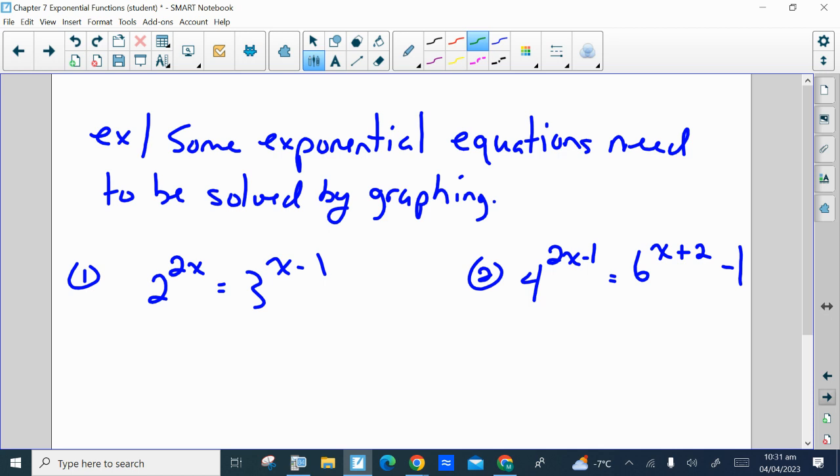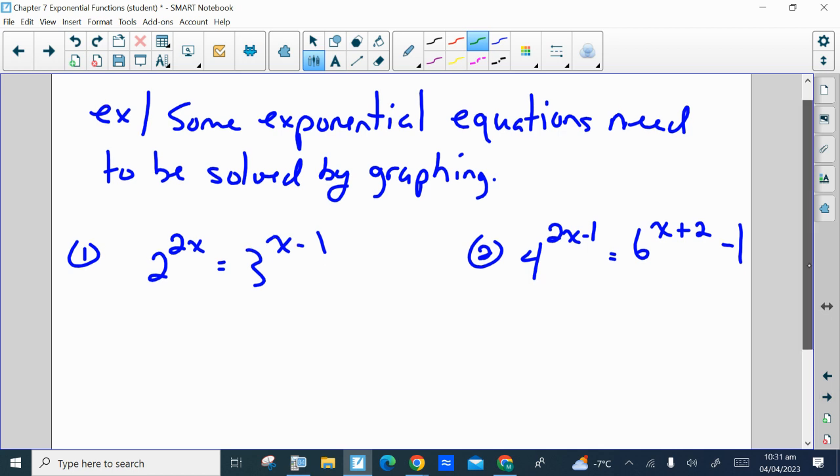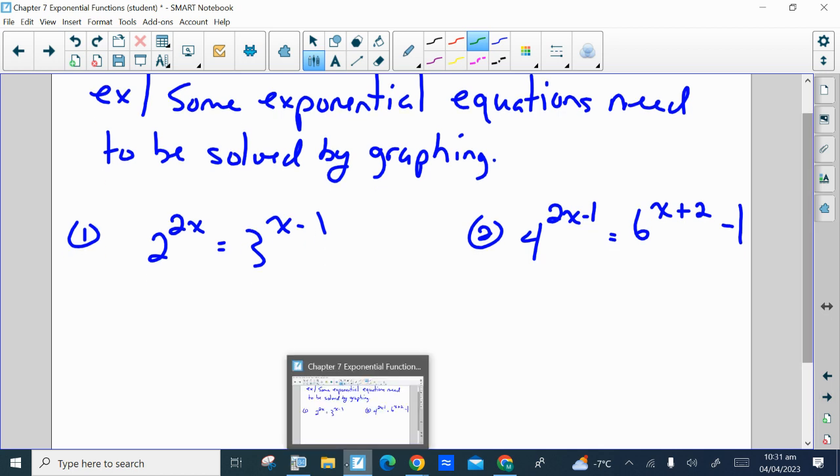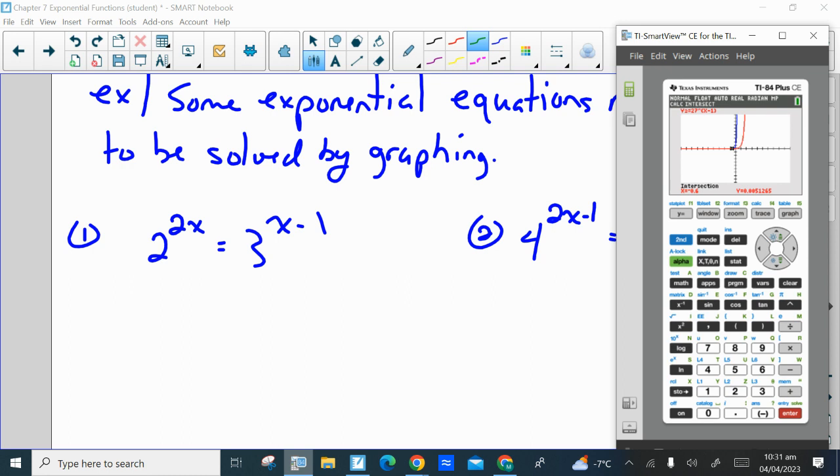Some, though, need to be solved by graphing because we can't make the bases the same. Once again, when we get into logarithms next chapter, we will be able to solve these algebraically. But we're not there yet, so we have to do them graphically. And that means you're going to estimate your answers. You're going to have to round them. If this was a question on the diploma exam, you'd be told how many places to round to. But we're not, so we will just round to the nearest, let's say, hundredth.